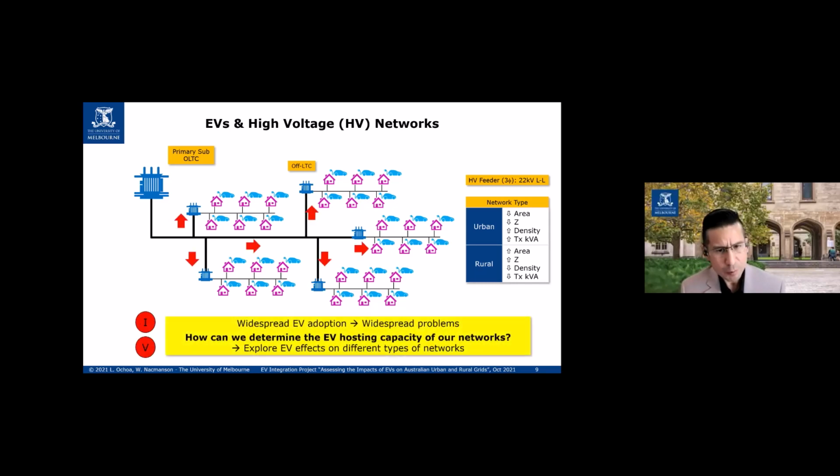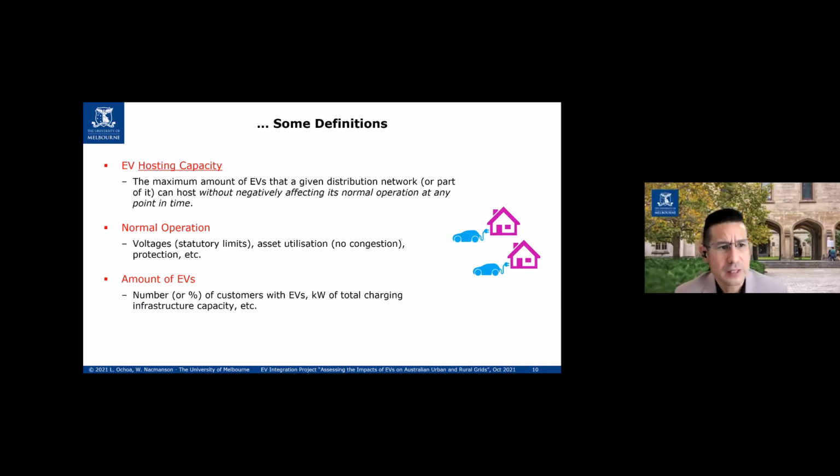So we will have those effects on the high voltage, but these effects will depend entirely on what type of networks there are. And in reality, there's not just urban or rural, there's semi-urban, long urban, small urban, so there's different types. So we need to really capture all these different types when assessing the hosting capacity for our networks. Now, a few definitions.